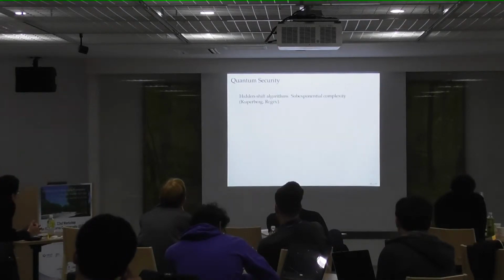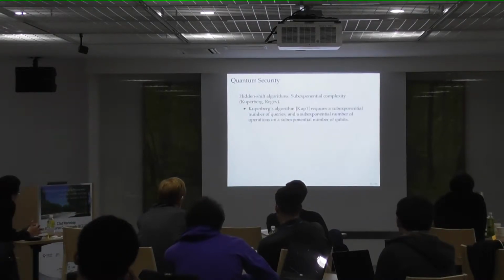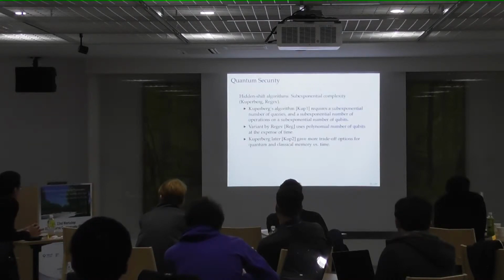Okay, quantum security. I mentioned Kuperberg and Regev already, and there's something called the hidden shift algorithm, which has sub-exponential complexity. Kuperberg's algorithm requires a sub-exponential number of queries, a sub-exponential number of operations, and a sub-exponential number of qubits. A variant by Regev showed how to use a polynomial number of qubits at the expense of some time. And Kuperberg later figured out some more details on that.